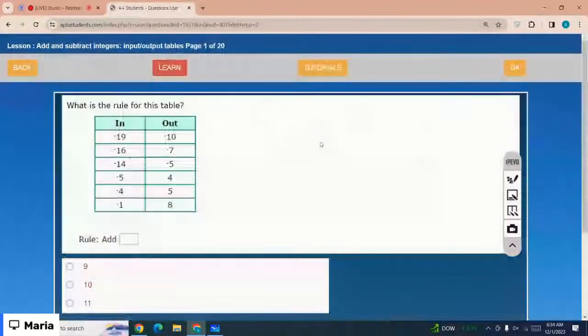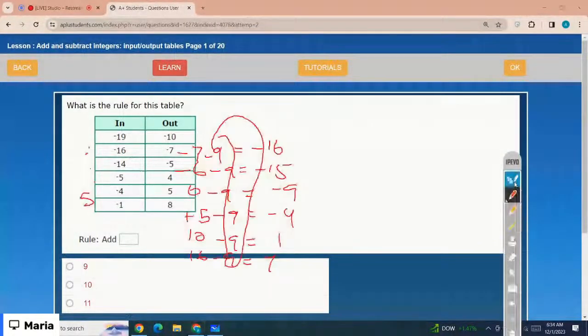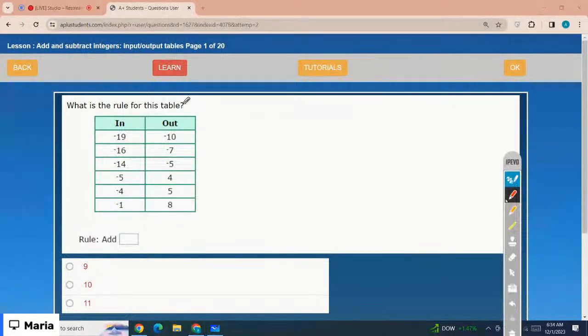Okay, basically you have to find the relationship between input and output values, right? Here is -19, here is -10, -16, -7, -14, -5. You have the values given. If we add 9, -19 plus 9, the output is -10, right? -16 plus 9, the value is -7. -14 plus 9, the value is -5.